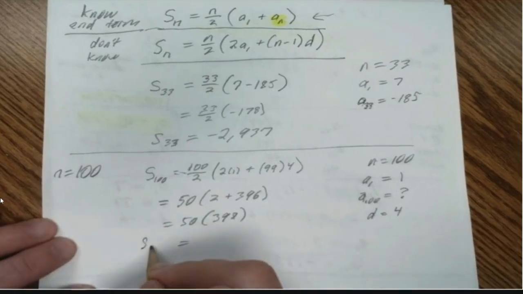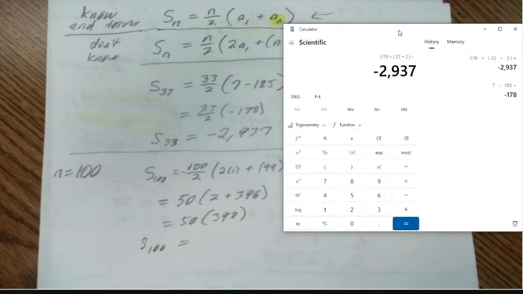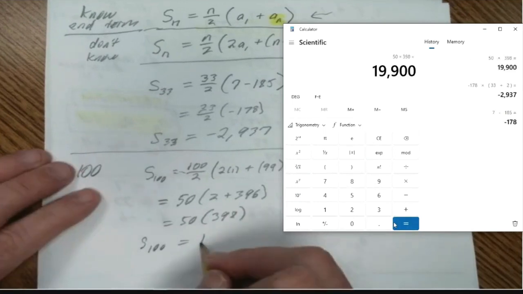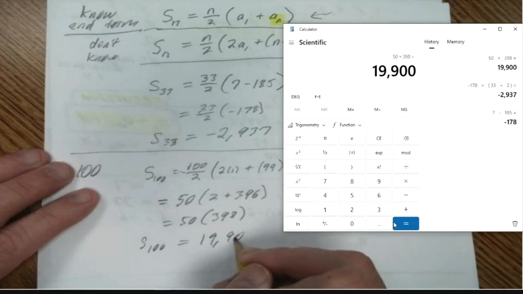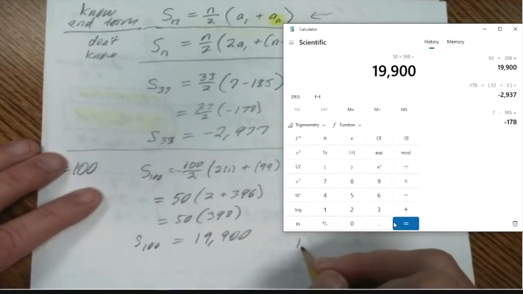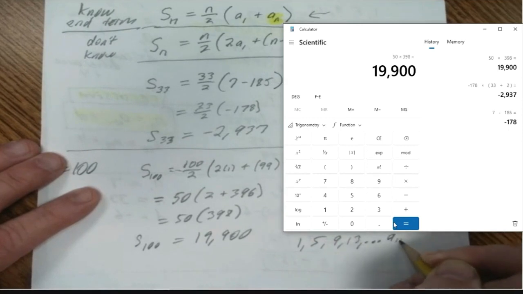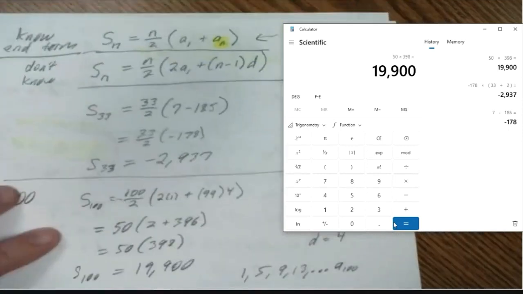So the 100th term added up all the way to the 100th term. We'll pull our calculator back up here so we don't make any mistakes. 50 times 398. So it would add up to 19,900 to add up the first 100 terms of the 1, 5, 9, 13, to A100. The sum.